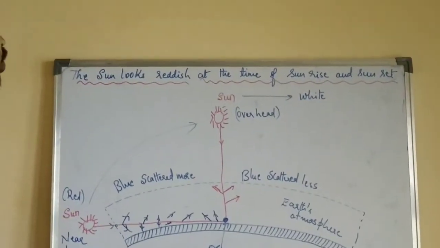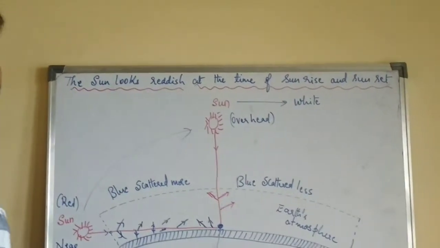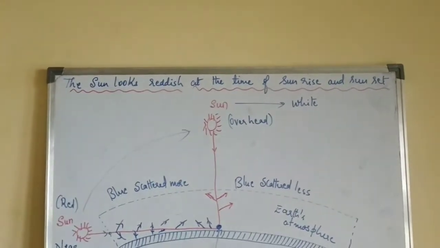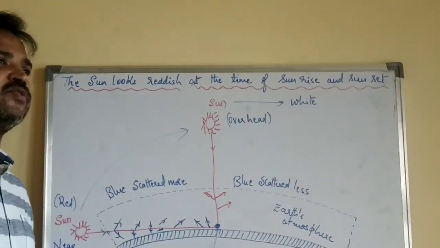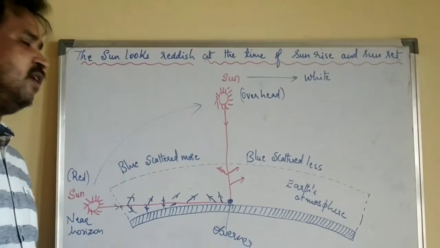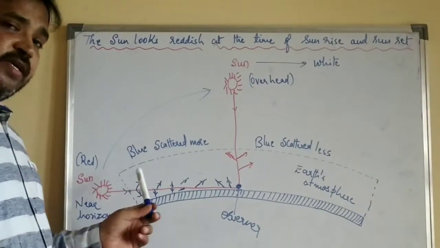Another example to illustrate the scattering of light is that the sun looks reddish at the time of sunrise and sunset. This we all have observed. When the sky is clear, when there is no cloud, we can see the rising and the setting sun to be reddish in color. Now, let us see why that happens.